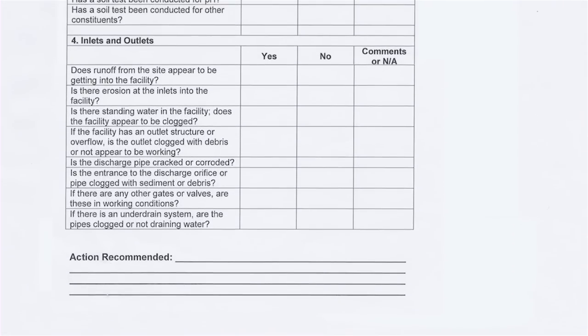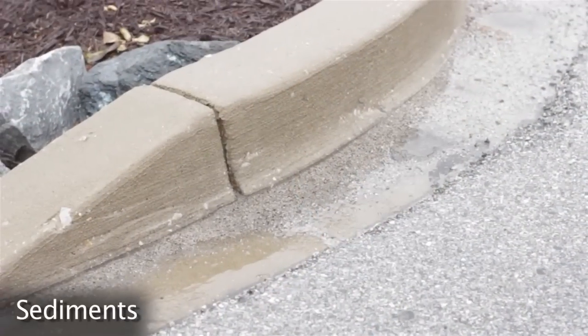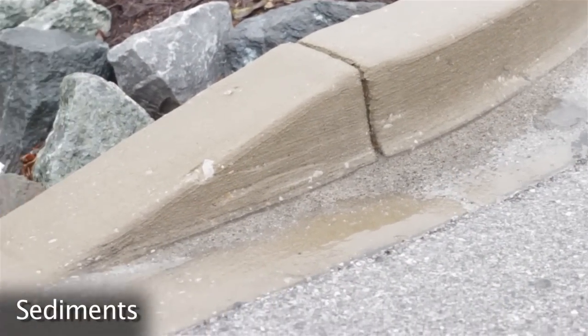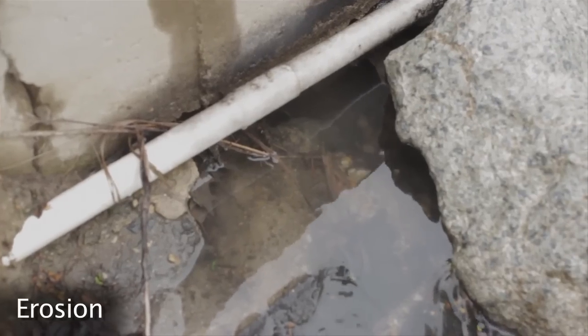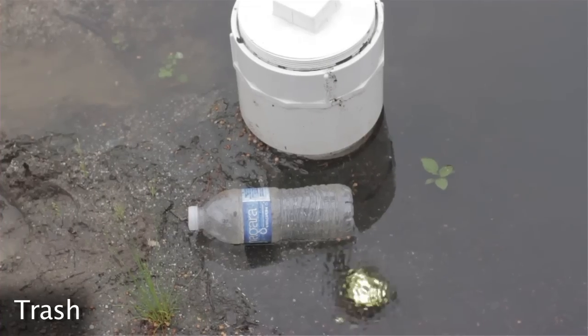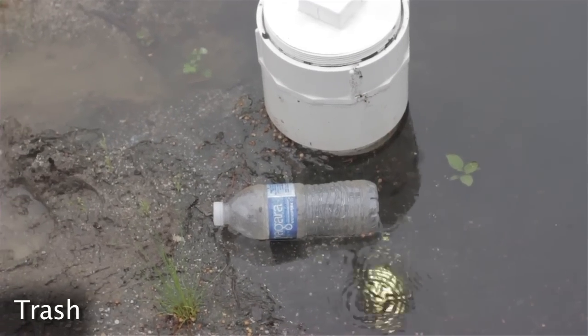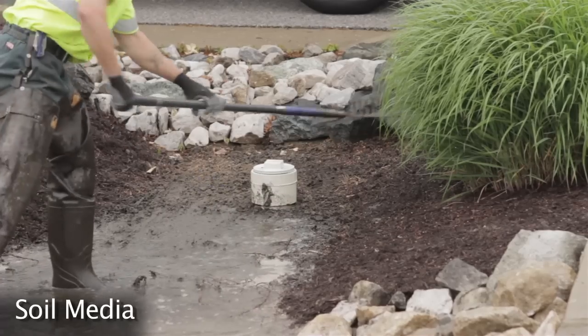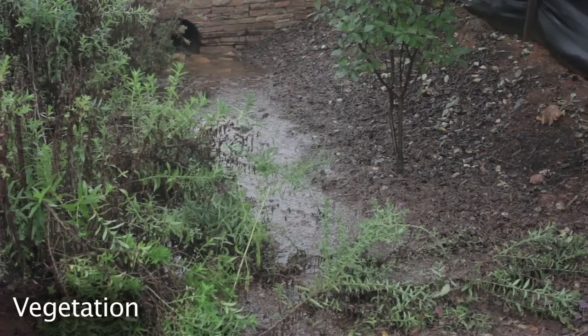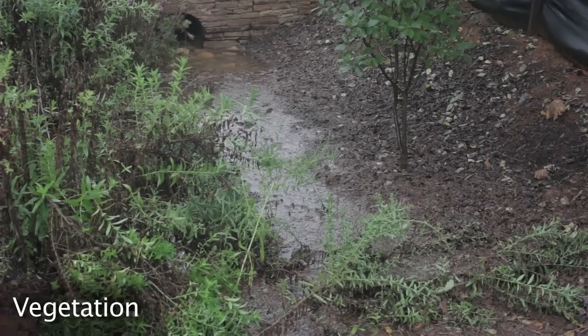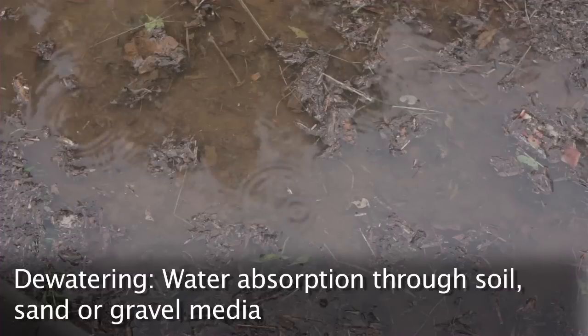The key components can be identified by following the water. How that water gets into the facility is an important thing to look at because that's where the water and the sediments, trash, and debris are entering the facility. The next step is the soil media. How is that soil media performing? Is the vegetation that's planted in that soil media surviving well? Is the soil media dewatering?